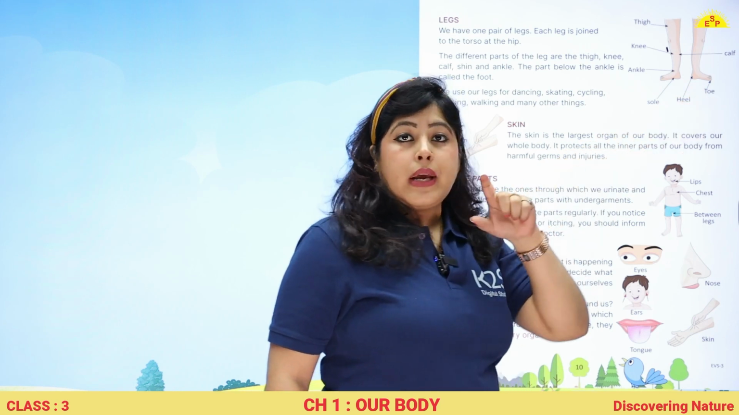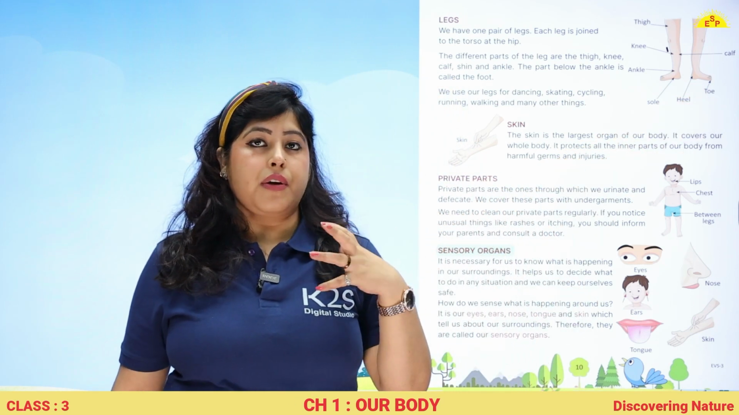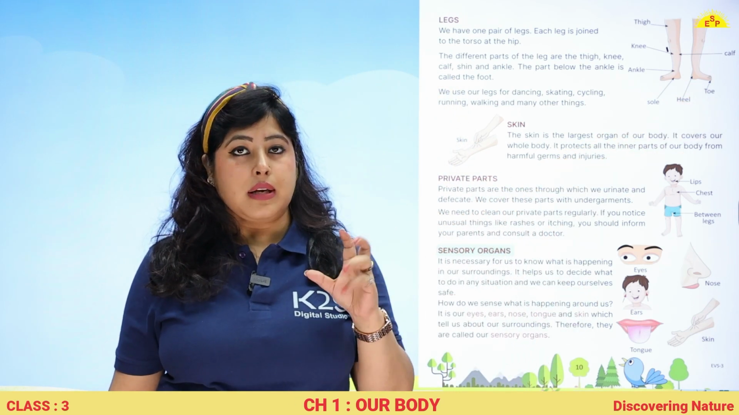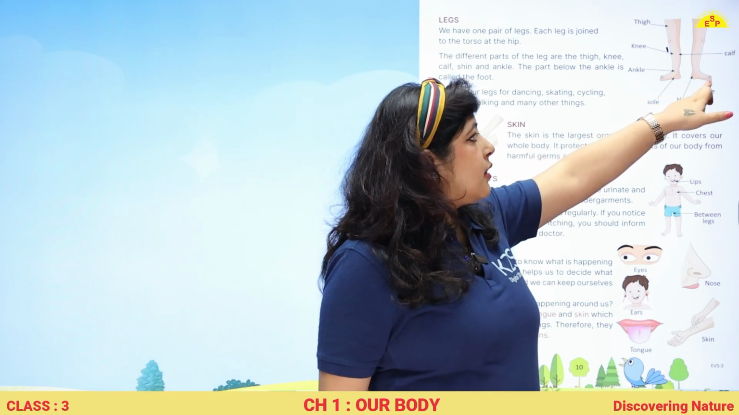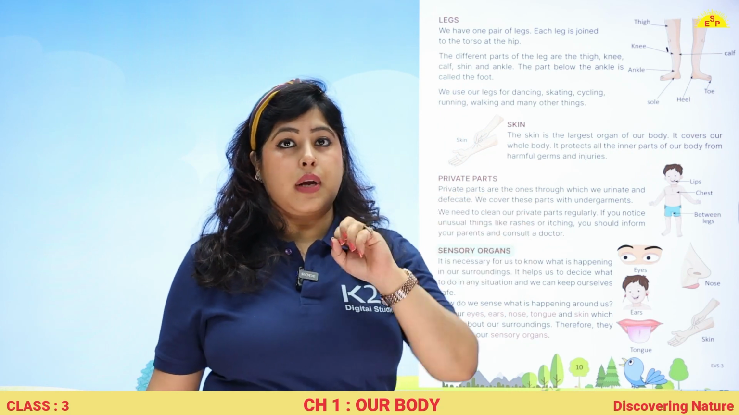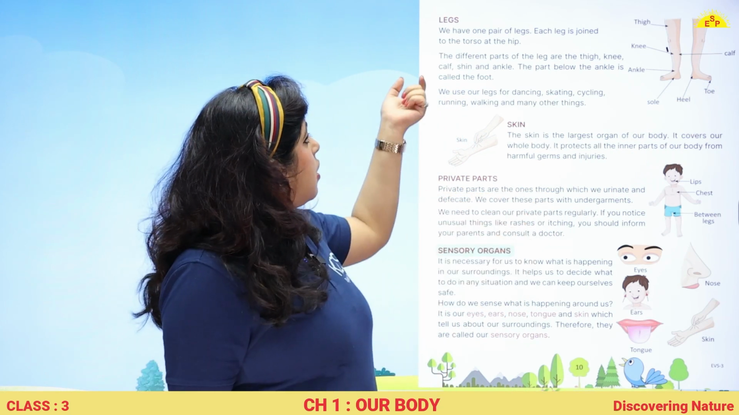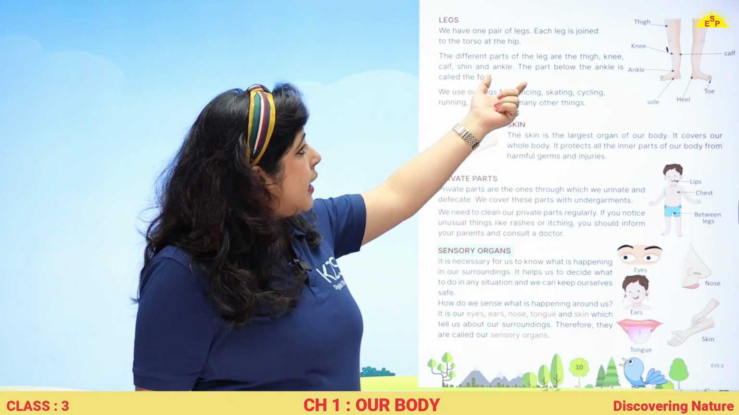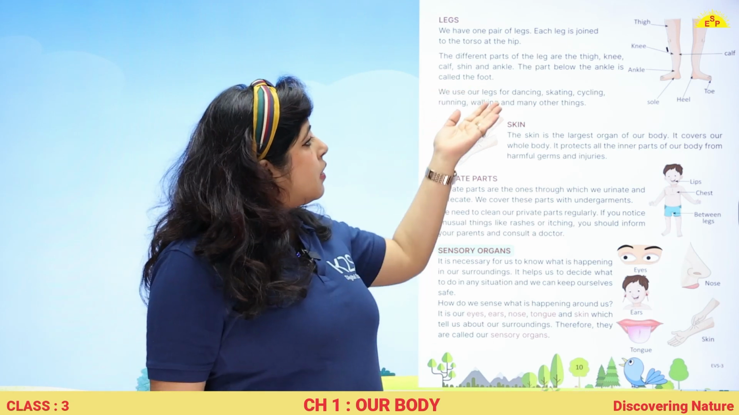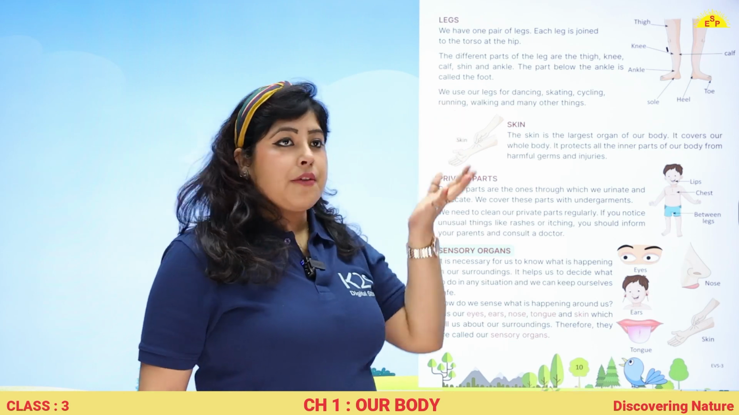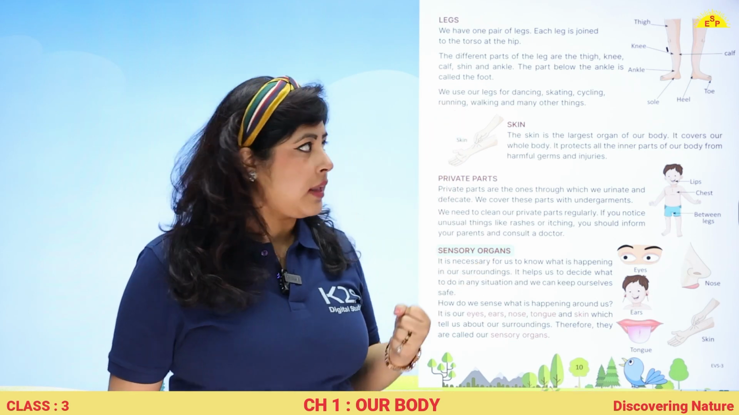And the last one is your heel area, where when we see a girl wearing a sandal with the heels, so this is your heel area, and the finger of your foot is known as toe. Now the different parts of the leg are thigh, knee, calf, shin and ankle. The part below the ankle is called the foot, पैर जिसे हम कहते हैं.